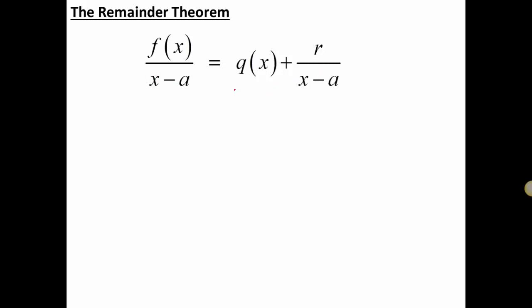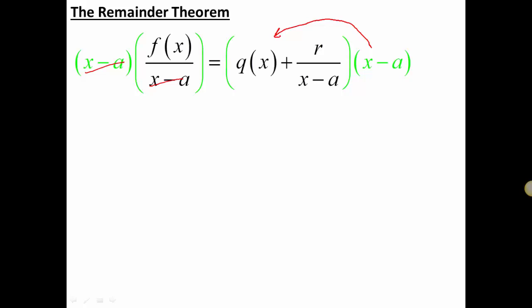I'm going to multiply everything by that denominator, x minus a. By multiplying by x minus a, that's going to cancel out the x minus a right here. And then on the right side, keep in mind there are multiple terms, so I have to distribute. x minus a times this, x minus a times this.